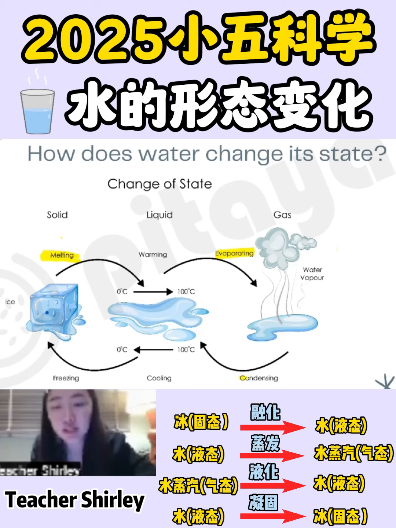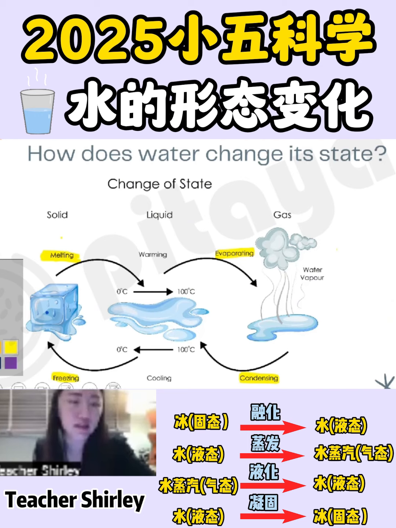Now another process is condensation. Condensation is the one that we discussed just now when we talk about the water vapor turning into mist. Mist is actually in liquid state, okay? So that's condensation. And lastly will be freezing. When you freeze something, you are changing it from liquid to solid state. Like for example, if I were to freeze, change my water into ice cube, so I'm freezing it.